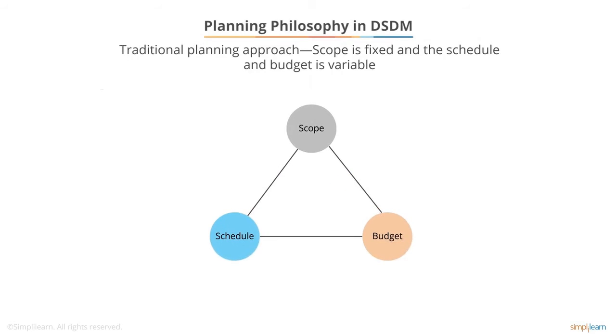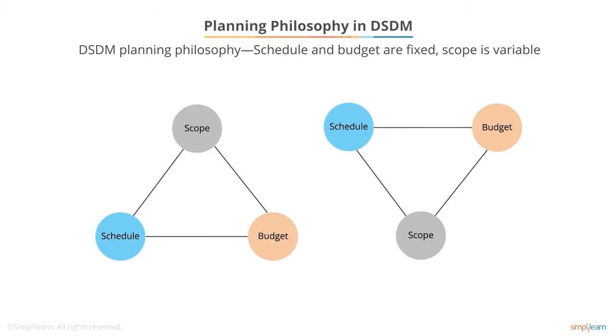In the traditional planning approach, the scope is fixed and the schedule and budget is variable. However, in DSDM, that's flipped upside down, so the schedule and the budget are fixed and the scope is variable. This means that the project will end once the schedule and budget constraints have been met. The 80-20 rule is used to establish a guaranteed minimum usable subset of features. And then if there is remaining schedule and budget capacity, additional work can be done.